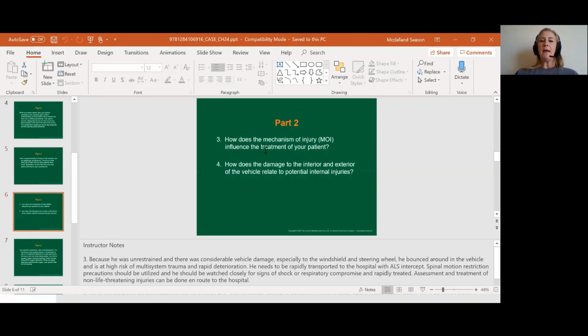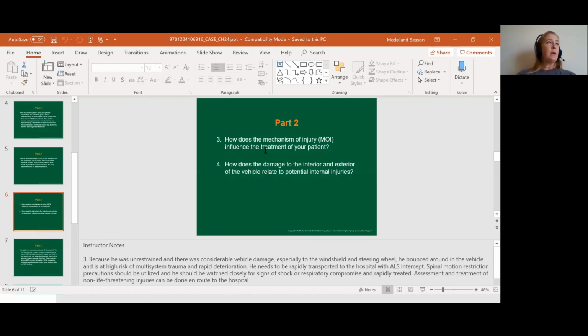So, how does the mechanism of injury influence the treatment of your patient? Think about all the things that we just learned about the patient's vehicle. If he was unrestrained, he would have a lot more mechanisms of injury than if he was restrained in a seatbelt, because there'd be head to windshield, chest to steering wheel. He could have even hit the other side of the doors, the ceiling, or the roof of the car. Yeah, absolutely. You're absolutely correct. The fact that he was unrestrained likely means that he's going to have more severe injuries than he would have had he been restrained.